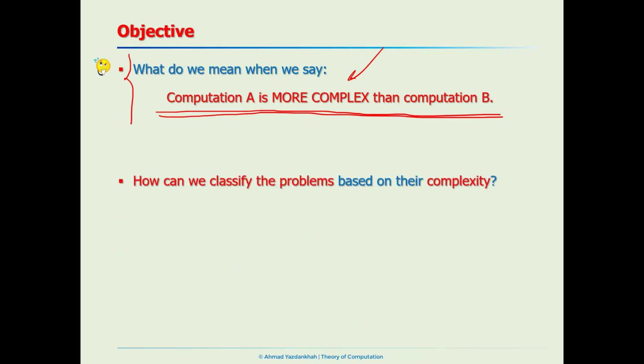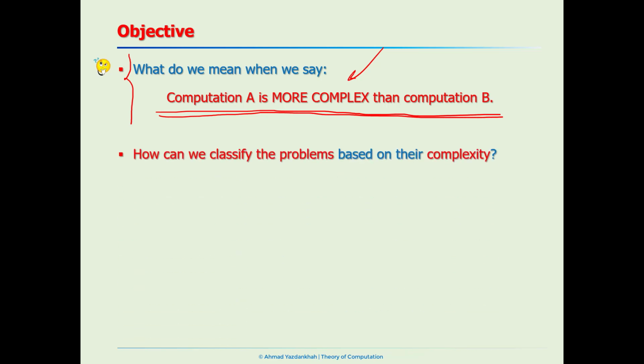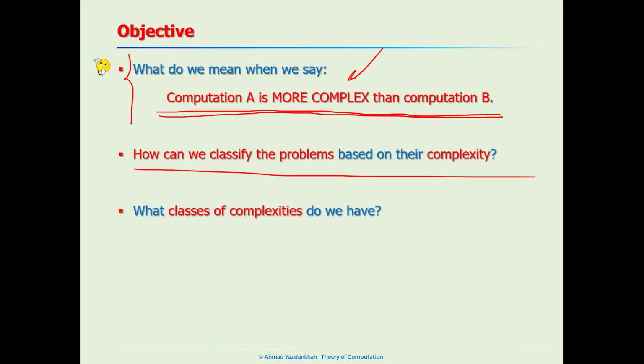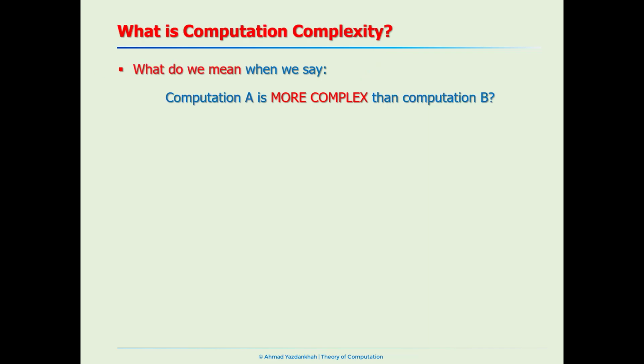The second concern in this lecture is, can we classify problems based on their complexity? Of course we can. So this is another concern that we will discuss. And if we can do that, what classes of complexities do we have? Which are very important things, and every computer scientist should know about them. All right, so let's start with the first question. What do we mean when we say computation A is more complex than computation B?